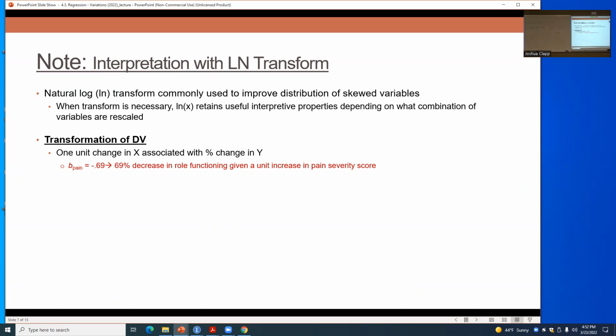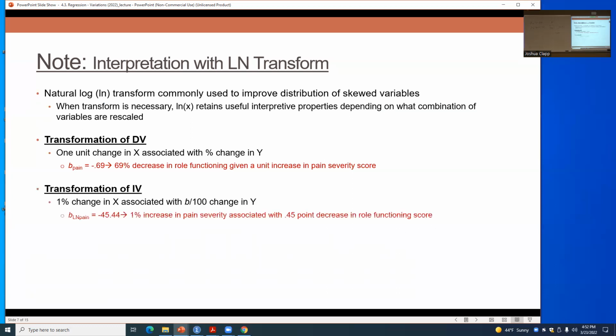So here I've got a coefficient of negative 0.69. I would say that I would expect a 69% decrease in role functioning given a unit increase in pain severity score, right? So this actually has real meaning in a way that we can use to predict. Alternatively, if we transform our predictor, we would say a 1% change in our predictor is associated with a B divided by 100 change in Y, okay?